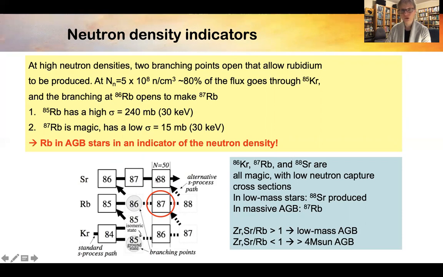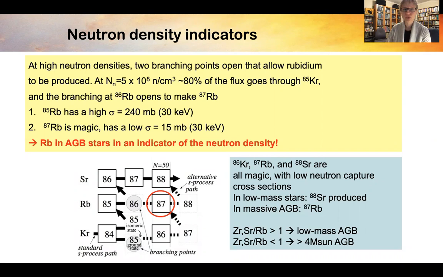This is a magic number of neutrons. If you have higher neutron densities, you bypass the branching at krypton-85 and at rubidium-86, and you end up making rubidium-87, which is also magic. Depending on neutron density, if you have high neutron density, such as what we find in an intermediate mass star, where neutrons are produced through neon-22 alpha n, we're much more likely to open these branching points and primarily make rubidium-87 at the expense of strontium-88.